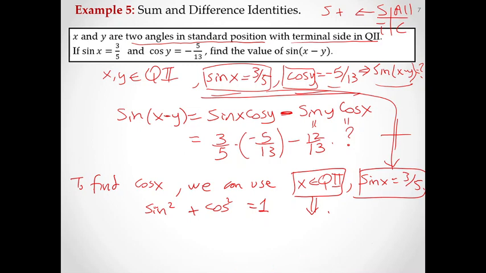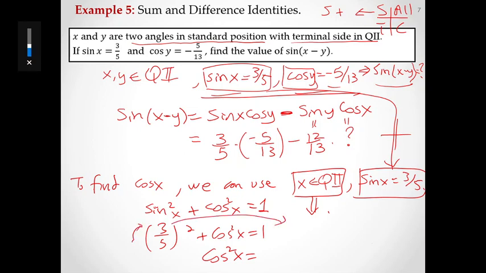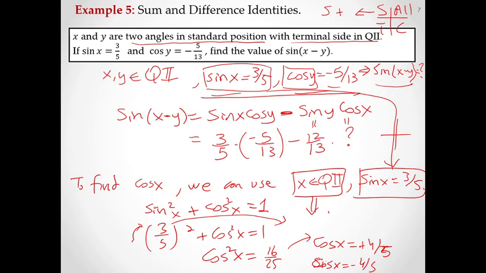So we do almost the same thing for x now. Sine x is given as 3 over 5, so 3 over 5 squared plus cosine squared x equals 1. After you send this one to the other side, you will calculate this as 16 over 25, and this says cosine x is either plus 4 over 5, or cosine x is equal to minus 4 over 5.